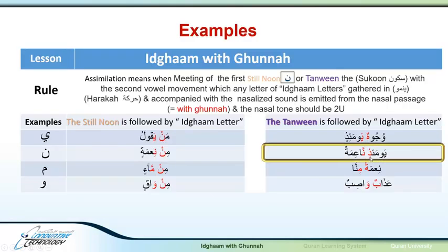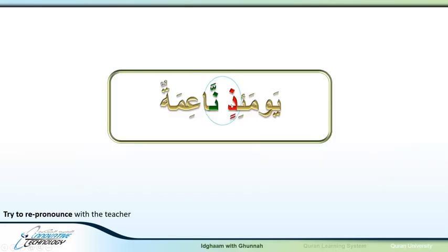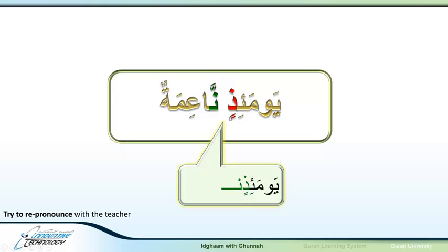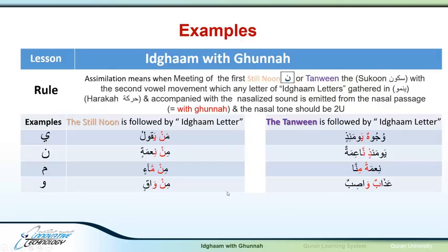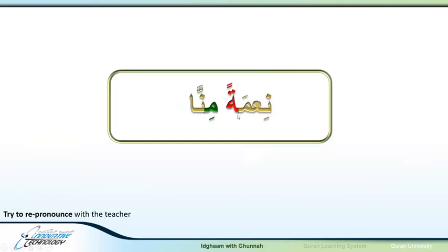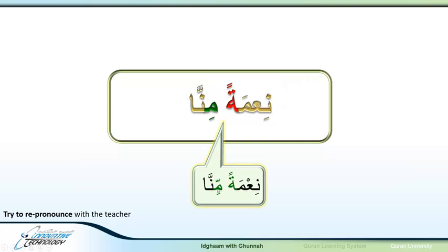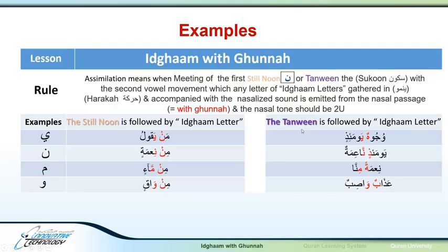Next one, yawma'idhin na'imah. The noon and the tanween. Yawma'idhin, dhal with tanween of kasra with a noon with fatha. Yawma'idhin na'imah. Next one, ni'matan minna. Ni'matan, tanween with fatha followed by a mim with kasra. Ni'matan minna.